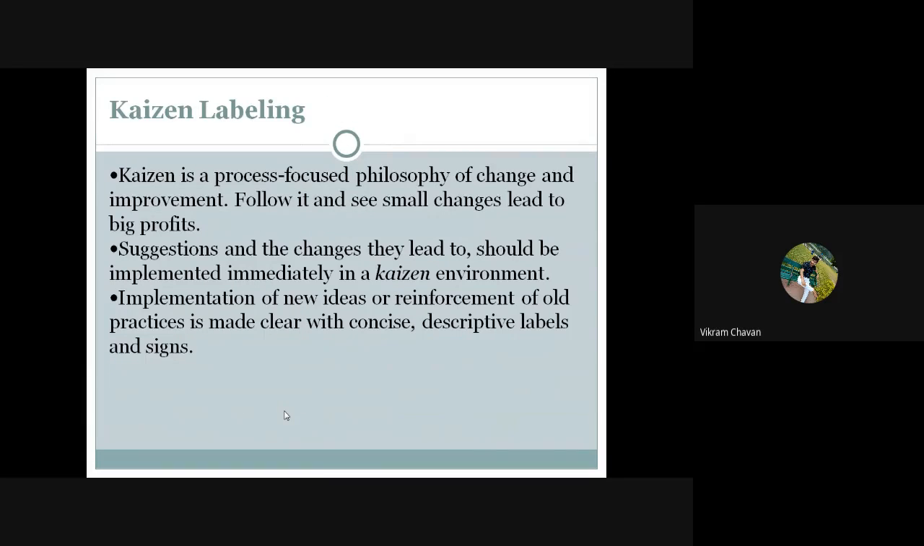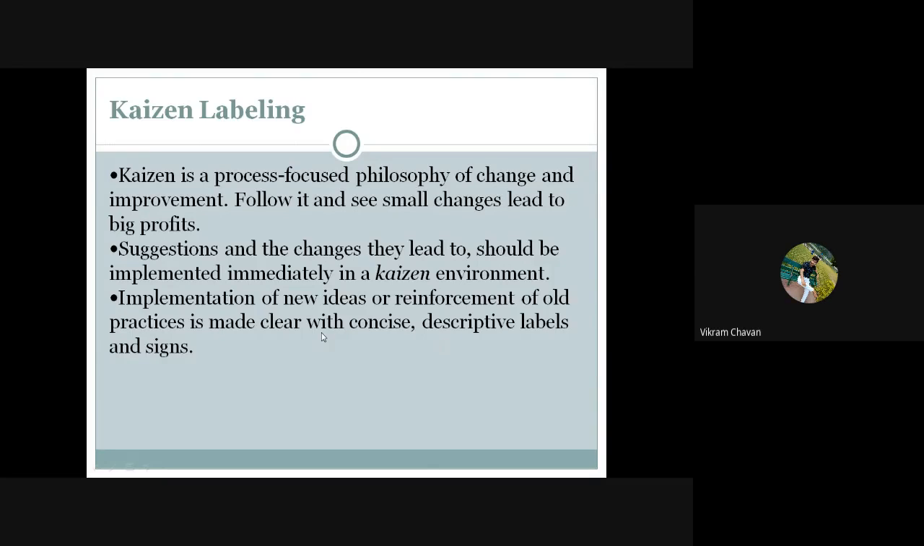Okay, so Kaizen labeling. Kaizen is a process-focused philosophy of change and improvement. Follow it and see small changes lead to big profits. Small changes can also give a big profit. Suggestions and the changes they lead to should be implemented immediately in a Kaizen environment. Implementation of new ideas or reinforcement of old practices is made clear with concise descriptive labels and signs.